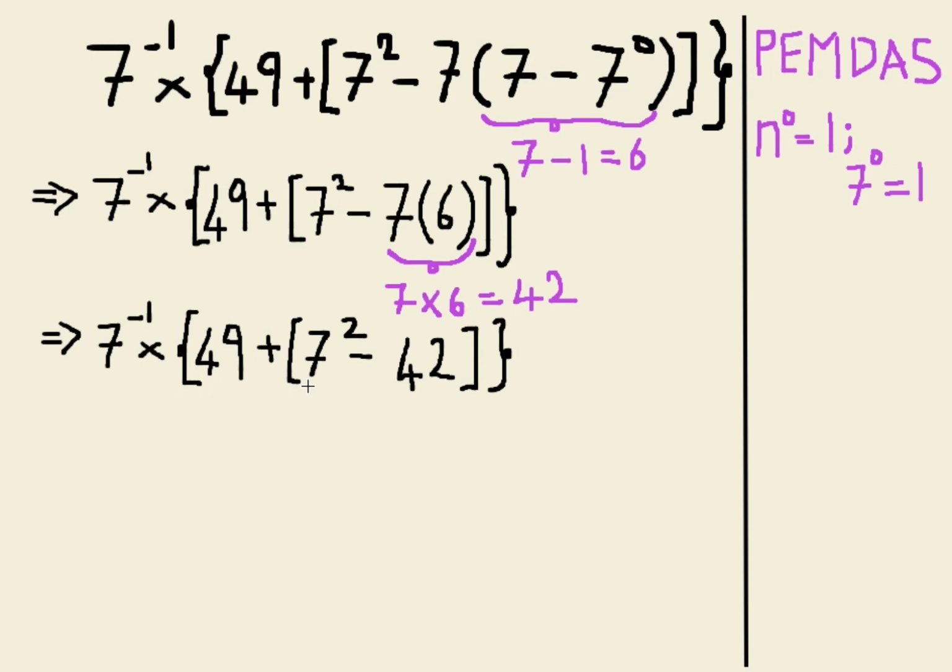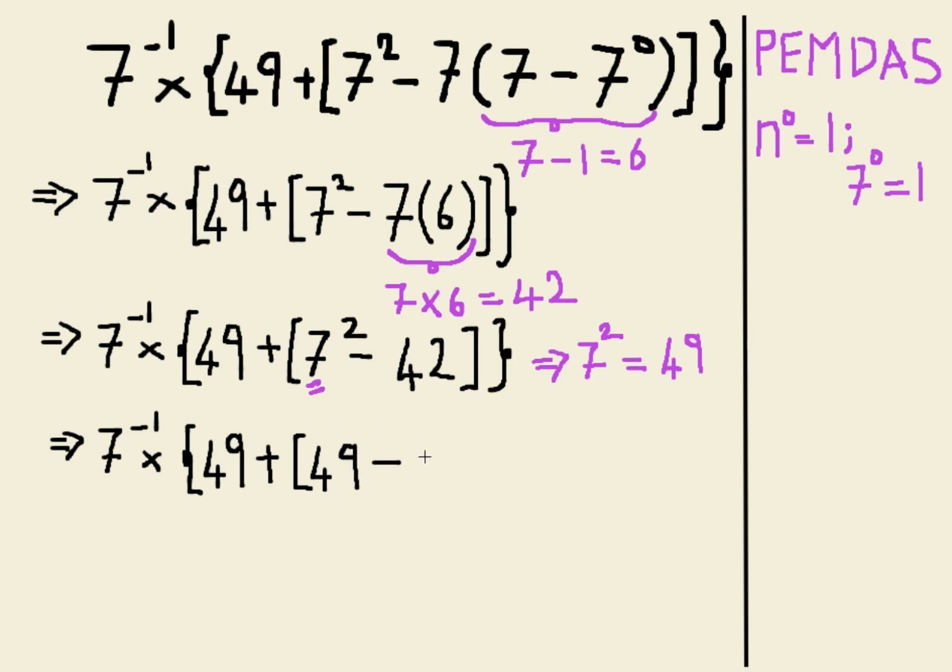Step 3. We still have operations inside the square brackets, 7² − 42. Exponents must be evaluated before subtraction. 7² is 7 times 7, which equals 49. Our bracketed expression now simplifies to 49 − 42.